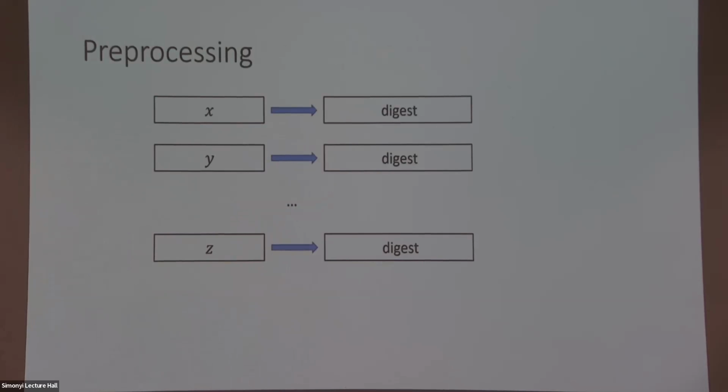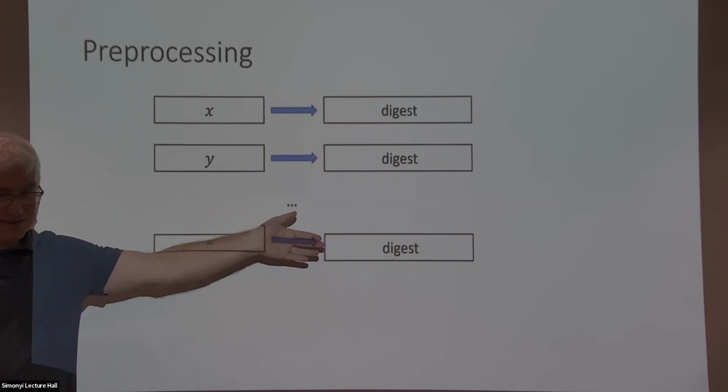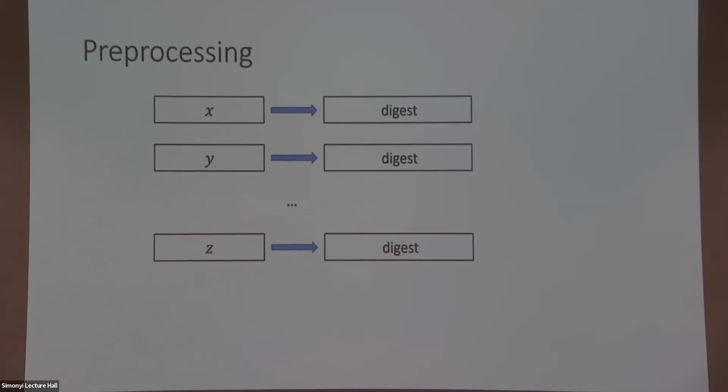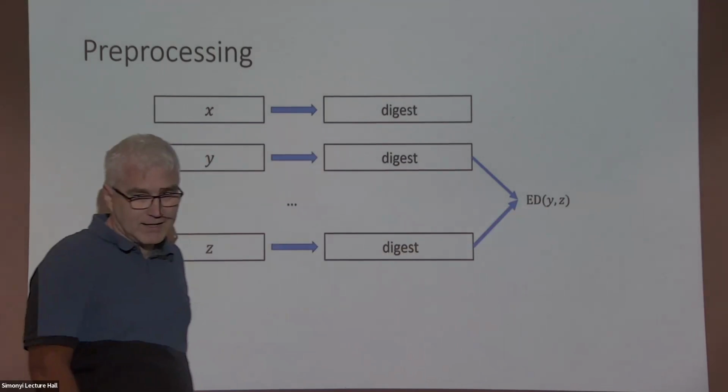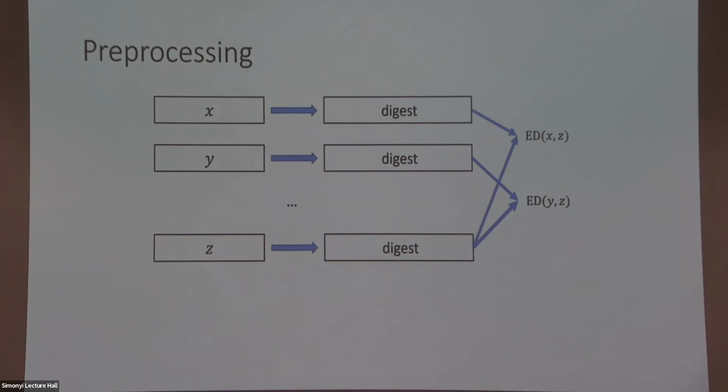So in this setup, we allow some kind of pre-processing. Each string X, Y, Z, I can independently pre-process into some digest, and from that digest, I may want to compute the edit distance. So over here, from the digests, I would like to efficiently compute the edit distance of YZ, the edit distance of XZ, etc. So that is the general problem we would like to solve.